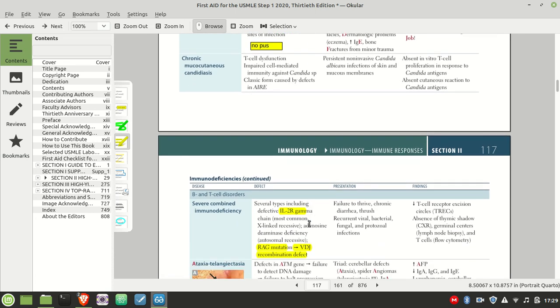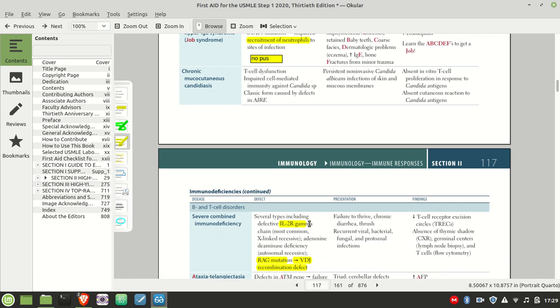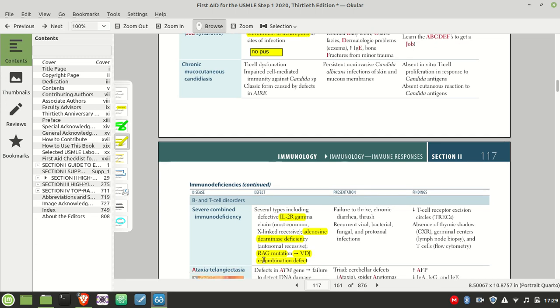And I said we were going to talk about SCID. So SCID compared to CVID. Well, it couldn't be more different. A few things you got to keep in mind. They love testing the adenosine deaminase deficiency. They love having you know about the interleukin 2. And recently they started asking a lot of questions about these RAG mutations and VDJ recombination defects. Okay. Also big is absence of thymic shadow. But we'll see about that later.